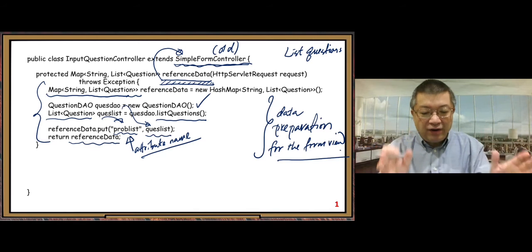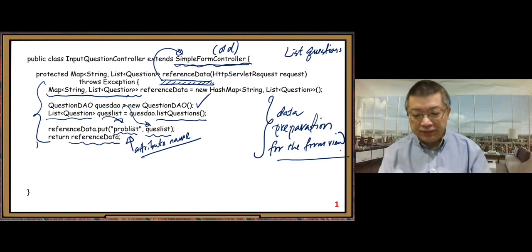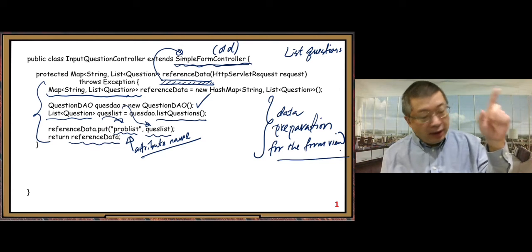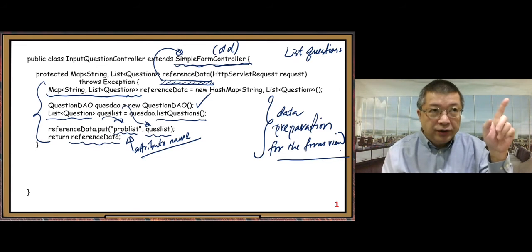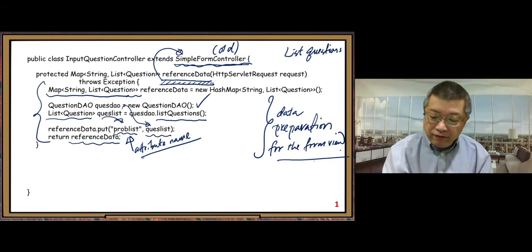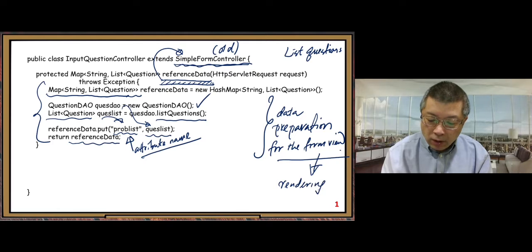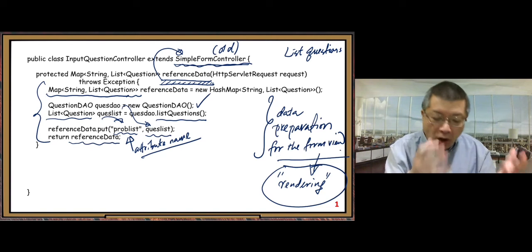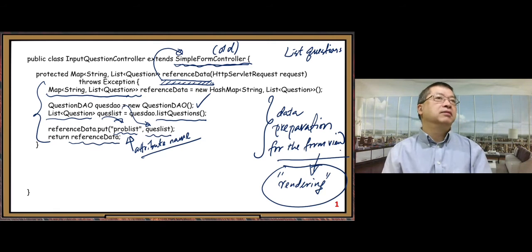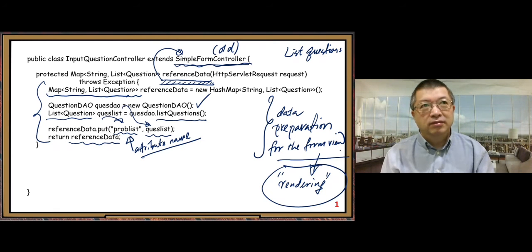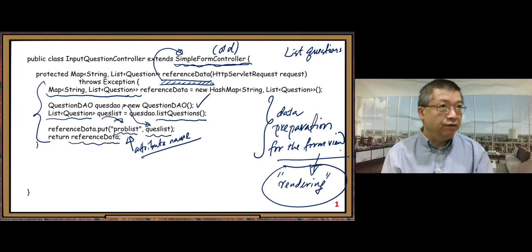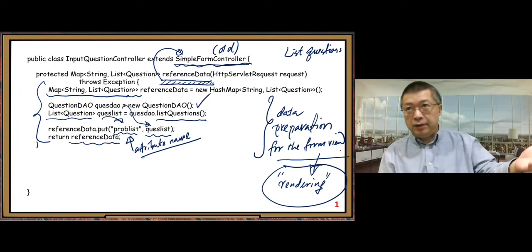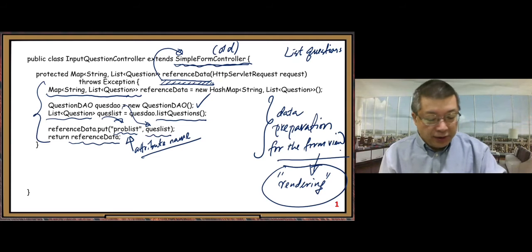So that's our first special method. This method is called before the form view rendering. Every time you need to render the form view, this data preparation method is called automatically. So that's the nice thing, because you do not call it by yourself. It is called automatically.